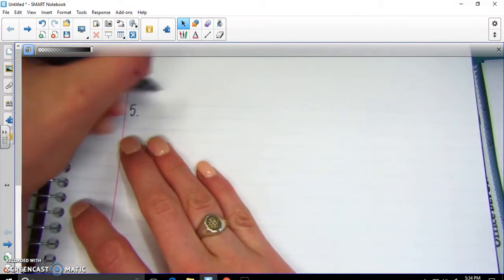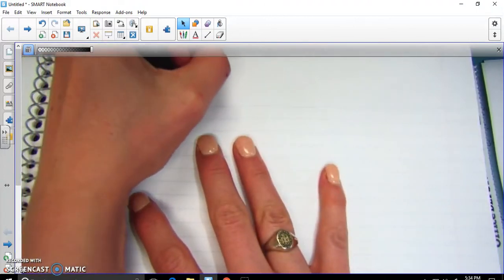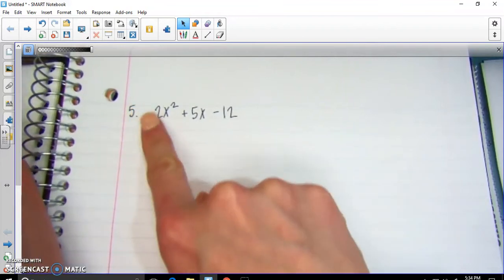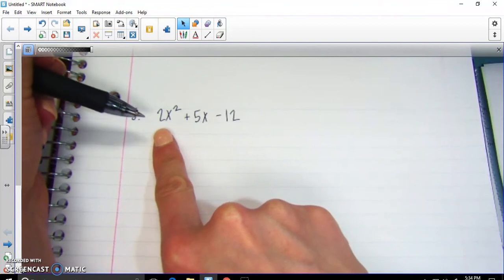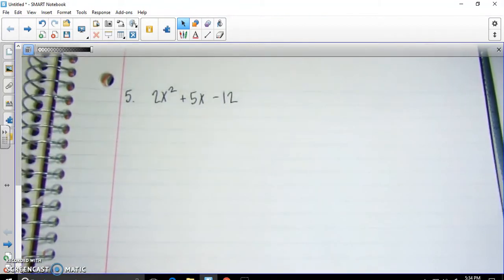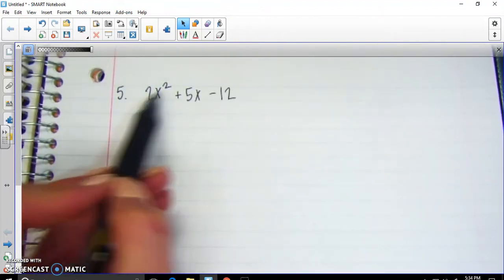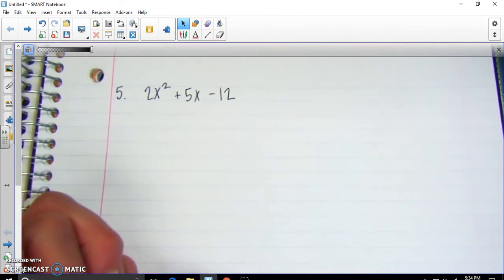In this one, I've got number 5. I've got 2x squared plus 5x minus 12. So this has a leading coefficient greater than 1. That means the first coefficient is larger than 1. So this is a hint that it might have a GCF, not necessarily, but it might. So let's see if there's a number or a variable that we can divide every single one of these terms by. Is there a common factor for these terms?